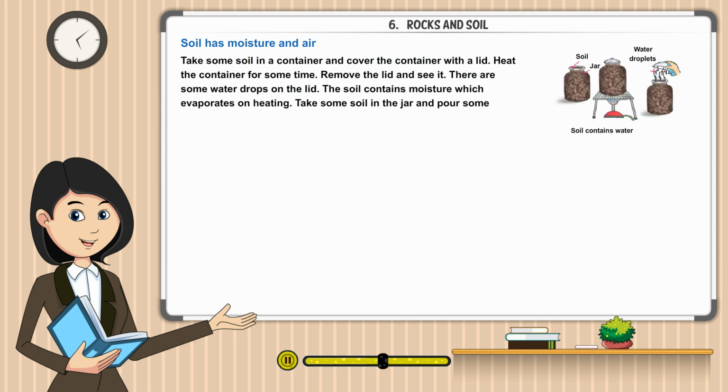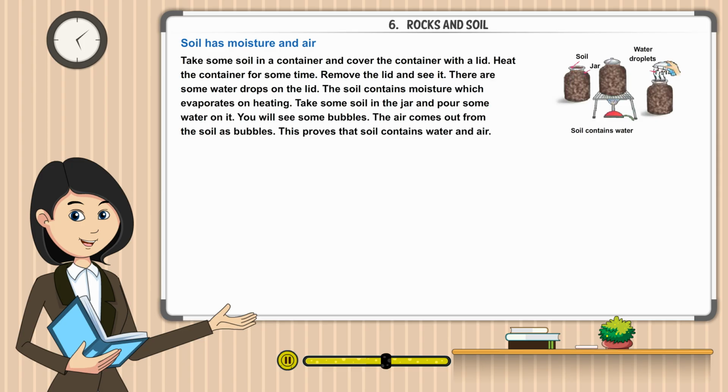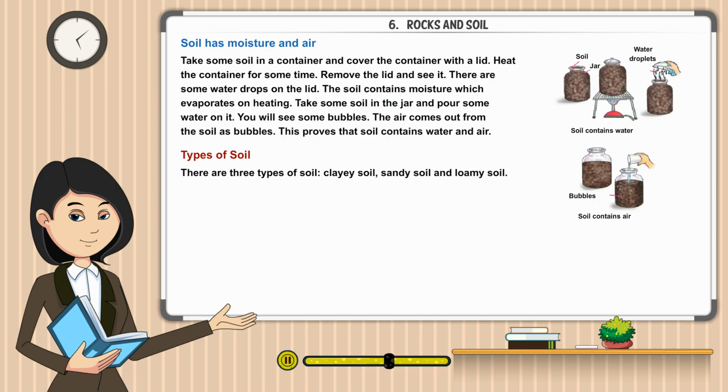Take some soil in the jar and pour some water on it. You will see some bubbles. The air comes out from the soil as bubbles. This proves that soil contains water and air. Types of soil. There are 3 types of soil: clay soil, sandy soil, and loamy soil.